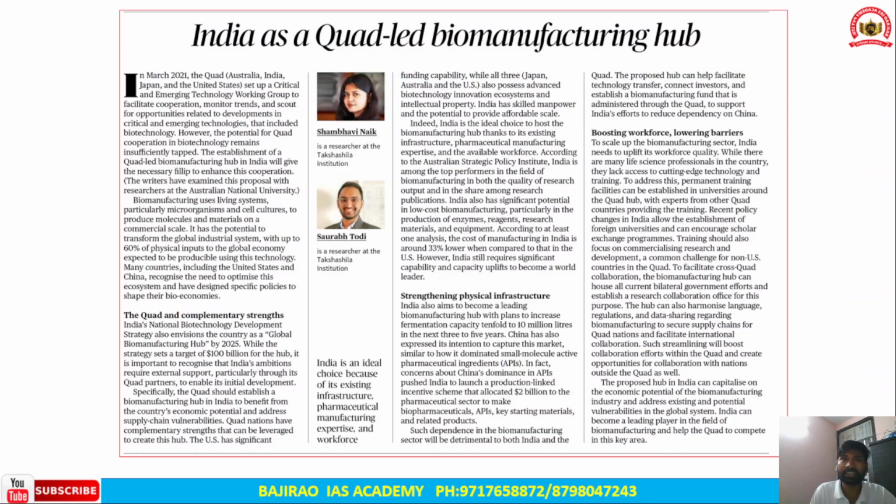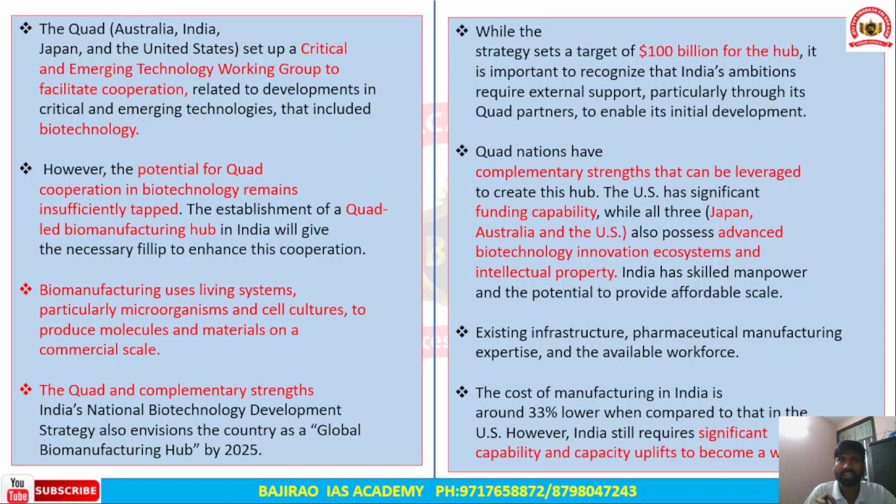The first article is India as a Quad-led manufacturing hub. So what has this article been discussing? It discusses the Quad member countries, which include Australia, India, Japan, and the United States, and they set up a critical and emerging technology working group to facilitate cooperation.